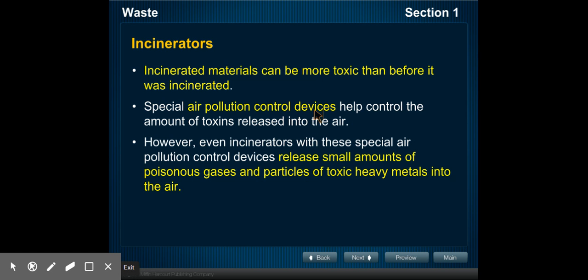Air pollution control devices need to be used to reduce that. And it's possible that small amounts of very poisonous gases and toxic heavy metals can be put into the air from these. So certainly that becomes an air pollution problem. And if these return to the land via rain or other types of precipitation, it can be dangerous for people and communities as well.